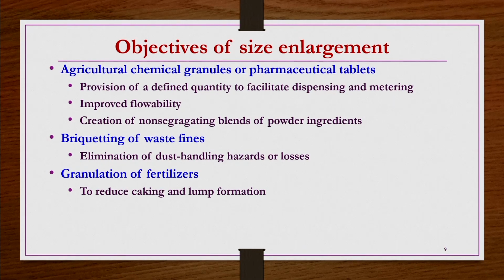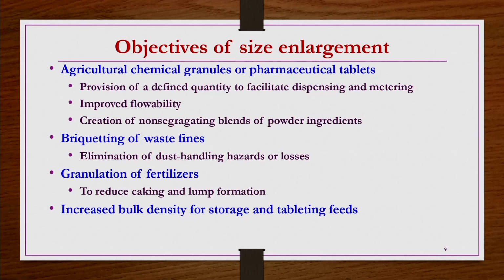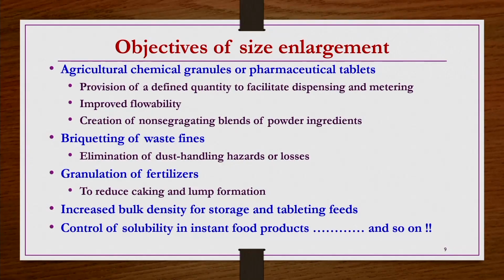In general, in fertilizers, what happens if the particles are very small? The process also involves some drying, and if it is not done properly, caking or lump formation will take place. So when you do the granulation of these fertilizers, one should be careful that they are not forming cakes or lumps, or that by size enlargement the existing caking and lump formation is reduced. And then increased bulk density for storage and tableting of the feeds, etc. Then control of solubility in instant food products and so on.